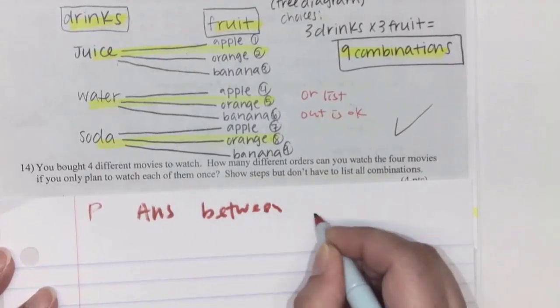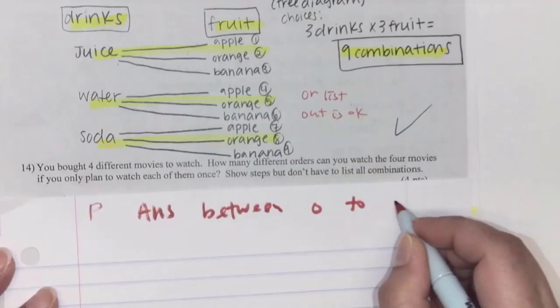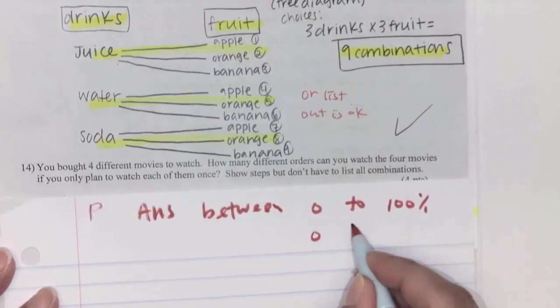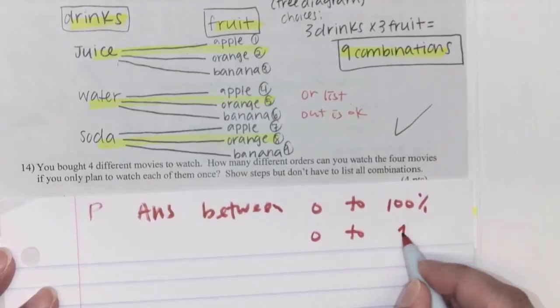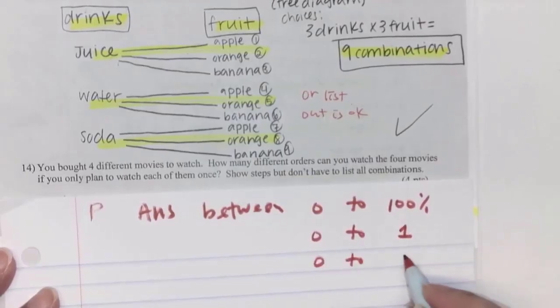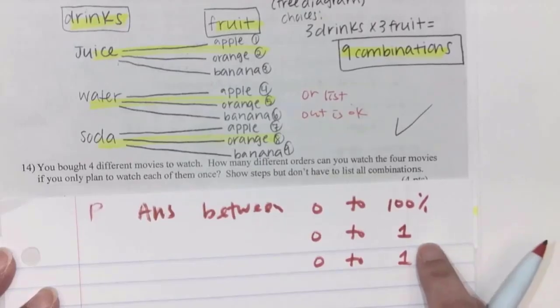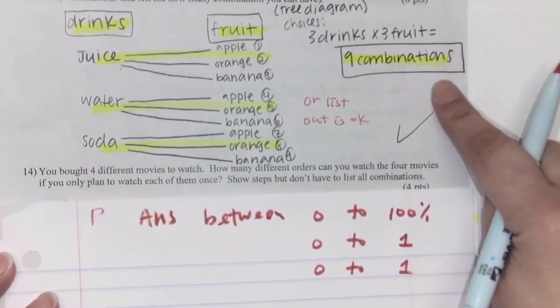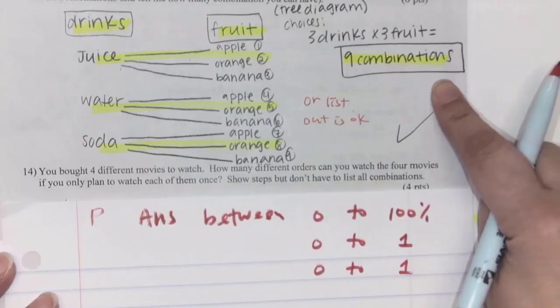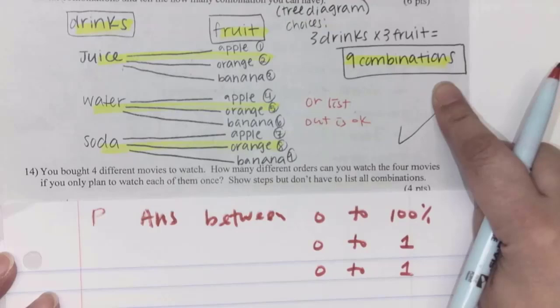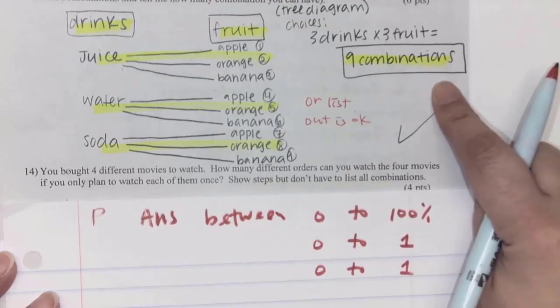Always 0 to 100%, or if it's a fraction or decimal, 0 to 1. So anything beyond 100% or 1 is not probability. So this one is just the total combination. We can put it in the denominator of a probability. Those consider a sample space, but not a probability number, okay?